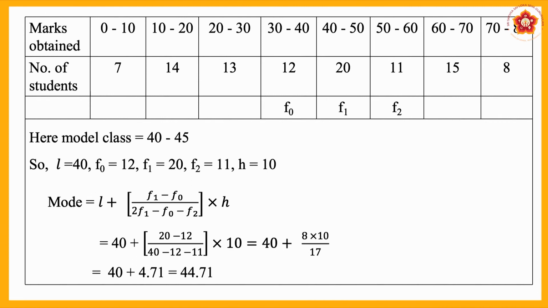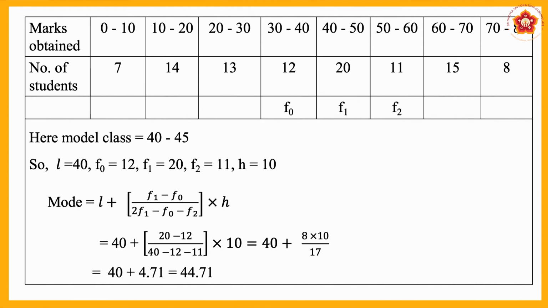Now, instead of L, substitute 40 plus F1 value is 20, substitute there 20, F0 value already tabulated there 12, substitute 12 here, divided by 2 F1. F1 is already 20, therefore 2 F1 becomes 2 into 20 becomes 40, write 40, and F0 value is 12, substitute there, and F2 value is 11. Then bracket close. Now, H is the size of the class, here 10, write 10.